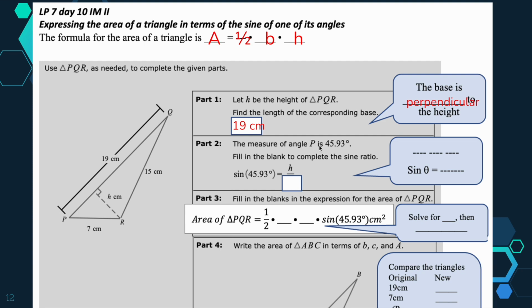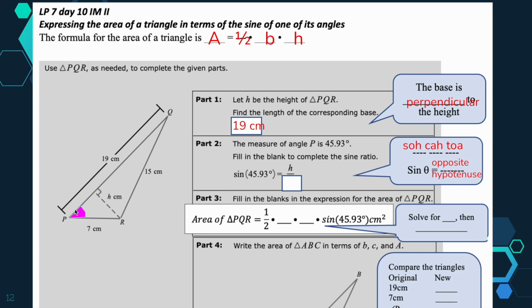The measure of the angle P is 45.93 degrees. So they're giving us this angle P here, and we're going to look at this for sine. So fill in the blank to complete the sine ratio. Remember that silly thing I had to remember before was SOHCAHTOA. That helps us remember our three basic trigonometric functions. So sine is opposite over hypotenuse, O over H, right?